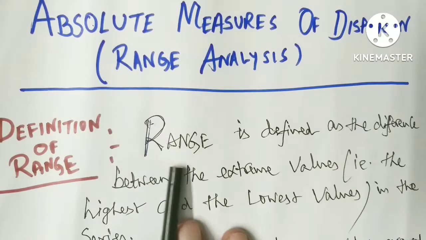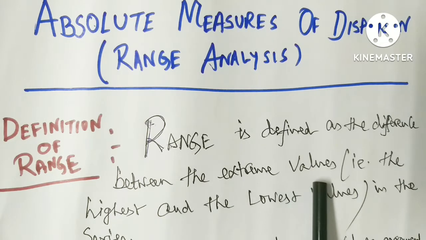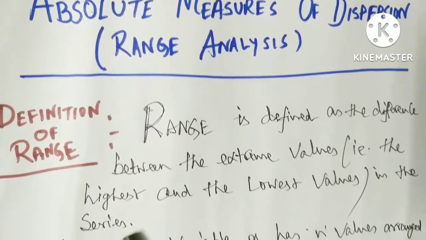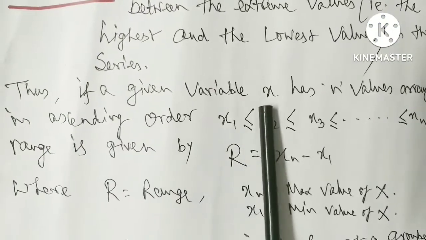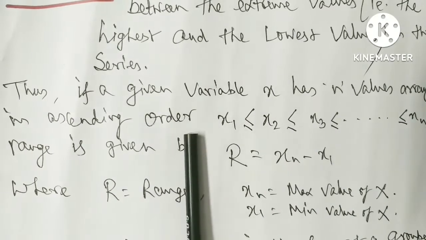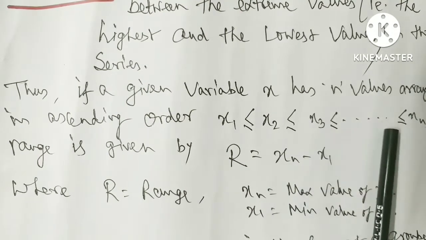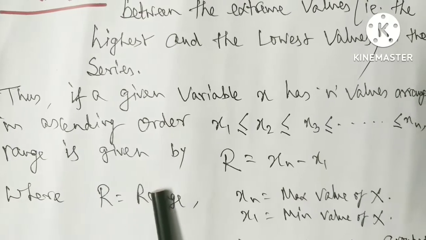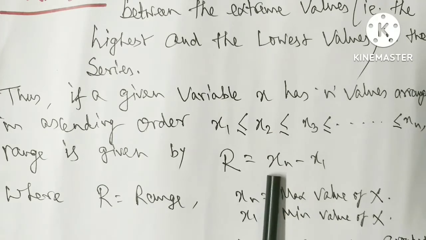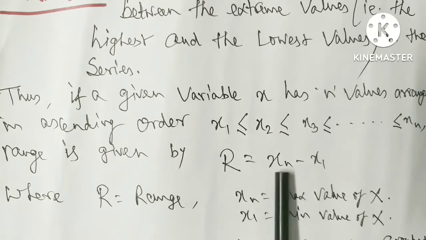Definition of range. Range is defined as the difference between the extreme values, that is the highest and the lowest values in the series. Thus, if a given variable x has n values arranged in ascending order, x1 ≤ x2 ≤ x3 ≤ ... ≤ xn, range is given by R = xn − x1. xn is the maximum value, x1 is the minimum value. Therefore, range is the difference between maximum value and minimum value.